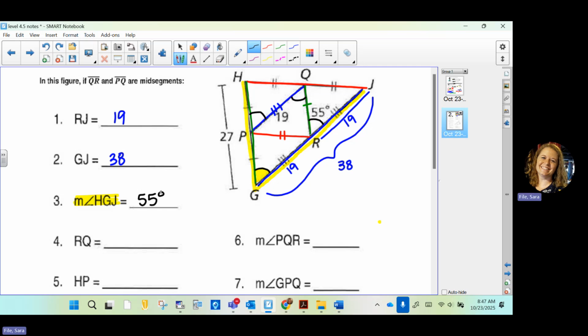Okay, RQ. RQ is there in green. It's the mid-segment in green. R to Q has one tick mark on it. Here's the side over here with one tick mark on each half. The total length is 27. What do I have to do with that 27? Divide it by 2. And so what do I get? It's 27, and this one's going to be a decimal. It's okay to have decimals. 13 and a half. So 13.5 for all of these.